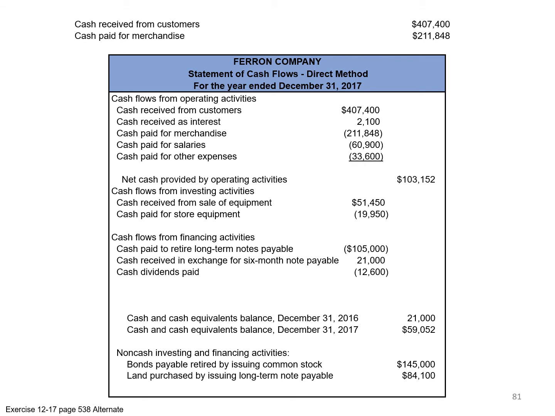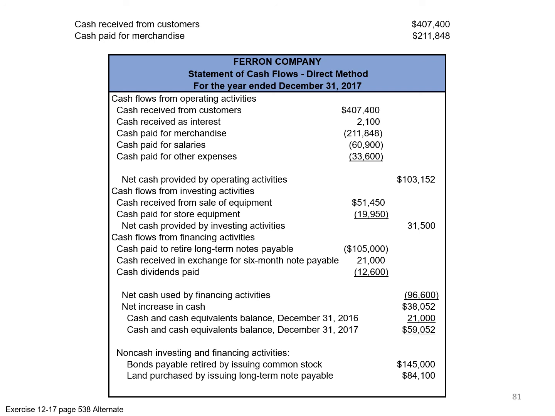So you add them up. Net cash provided by operating, $103,152. Net cash provided by investing, $31,500. Net cash used in financing is $96,600. Sum up your subtotals there. You have net increase in cash of $38,052. Add 21 to it, you should get $59,052.